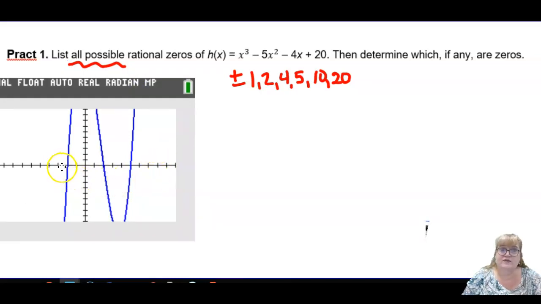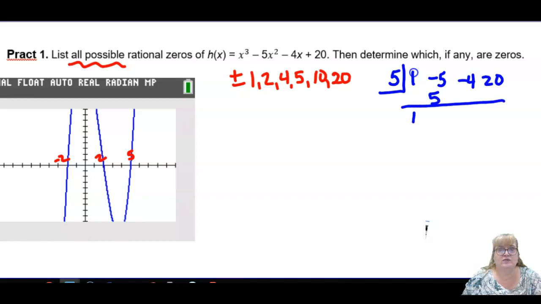You have to go trace and test, but it turns out -2, 2, and 5 all work, I think. So what we're going to do to prove that is we're just going to pick one of them. I don't know, let's try 5. You can pick any one you want to go first. And then you do the synthetic division.